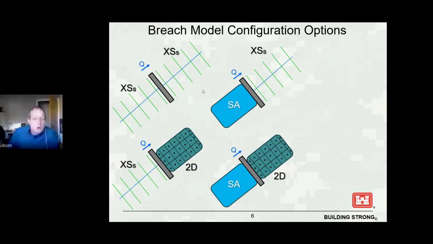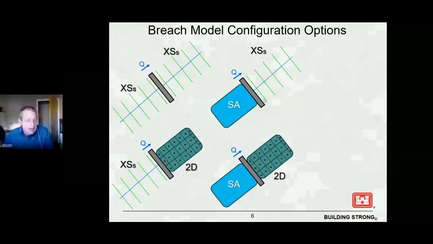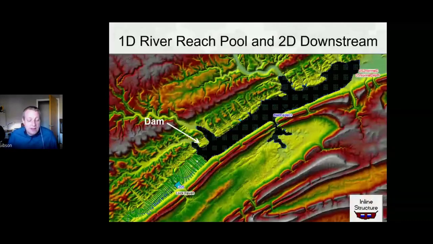What we're most interested in is the downstream impacts of the dam failure. So instead of modeling that with less stable and less accurate cross sections, we're just going to switch out a 2D area down there. Here's a classic configuration where you have 1D cross sections upstream in your reservoir, and then you have a 2D area downstream. And we're still using an inline structure because as long as you've got cross sections anywhere in this connection, you have to use an inline structure.